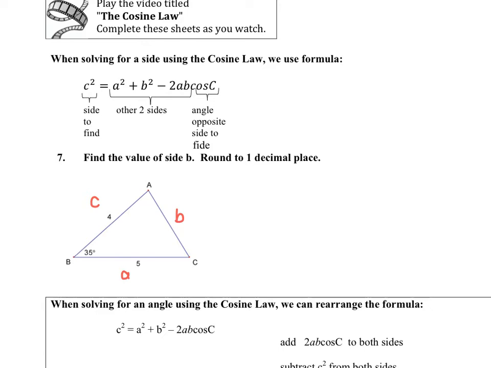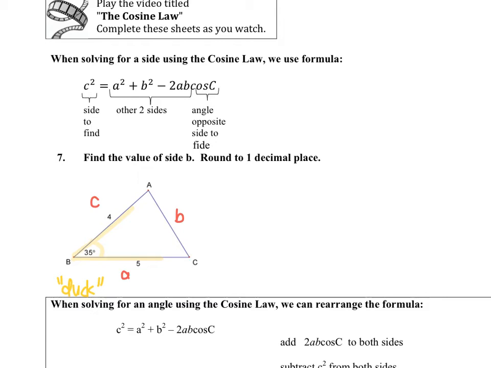You use this formula when you have two sides and the contained angle. I like to call this the duck formation, because it forms like the beak of a duck. So when you see that and you don't have anything else, you have to use cosine law.